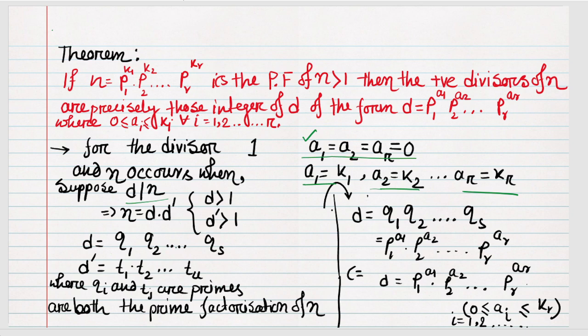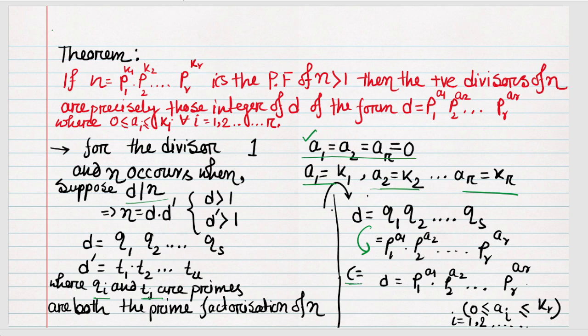D equals q1 q2 dot dot qs and d dash equals t1 t2 dot dot tu, where qi and tj are primes. Obviously, 1, 2, 3 dot dot s, that is represented in the form of qi and tj, both are primes, both are prime factorizations of n. And if we follow the next step, there it is written that d equals q1 q2 dot dot qs, which can conversely be written in the form of p1^a1 p2^a2 dot dot pr^ar.